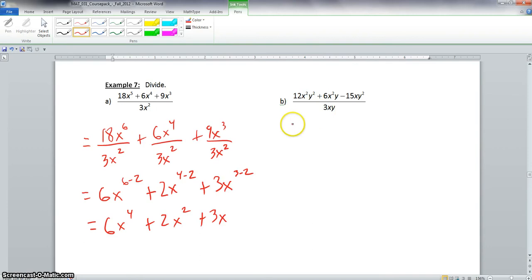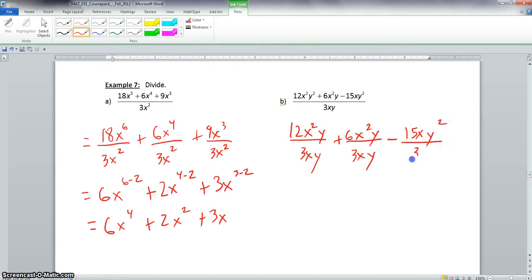Now we come to B. We divide each one of these terms by this 3xy. And remember, again, just to reiterate, our terms are always separated by addition or subtraction.